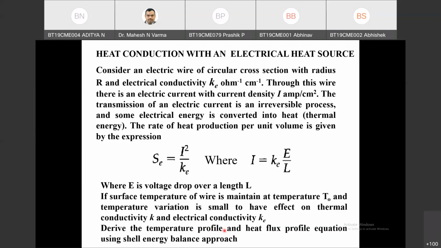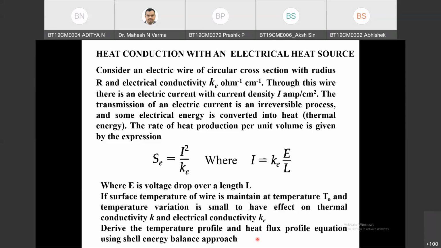Derive the temperature profile and heat flux profile using the shell energy balance approach. Okay, first of all, the temperature profile equation and the heat flux profile equation using the shell energy balance equation. So, roll number 6, Aksh. Yes, sir. Which coordinate system do you want to use? Sir, as the wire has a circular cross section, we would prefer the cylindrical one. Cylindrical, excellent.